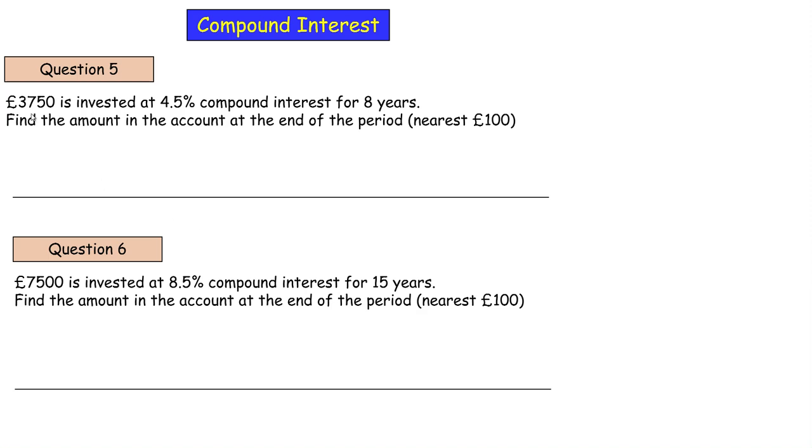And right, 3,750 at 4.5% for 8 years. Now, make sure you note that it's 4.5%. So after 8 years, we've got 3,750 times 100 plus 4.5. So that's 104.5. If we divide that by 100 as a percent, then we get 1.045 as a decimal. So it's times 1.045 over 8 years. When we work it out to the nearest 100, we should get 5,300 pounds.